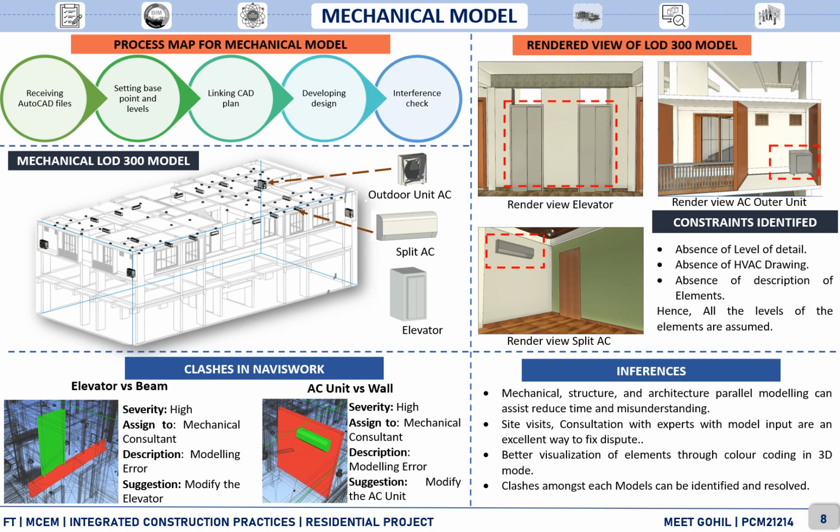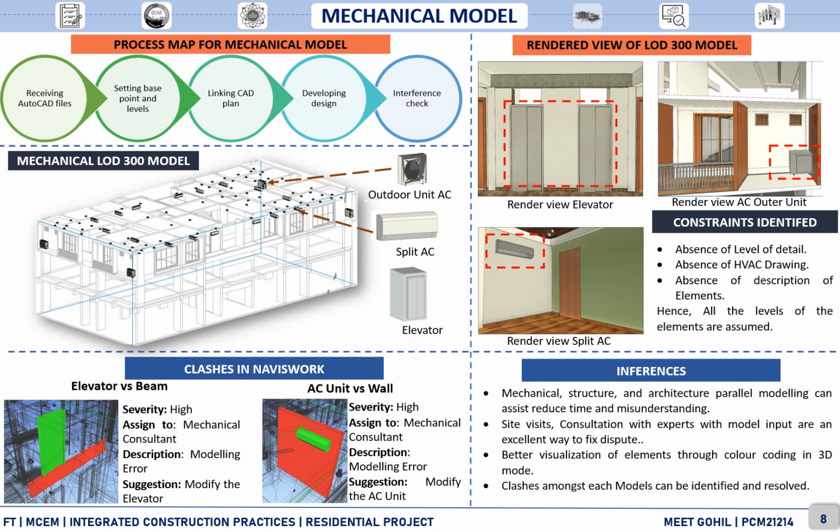Mechanical modeling. Process map for mechanical model is shown below. Receiving AutoCAD files, setting base points and levels, linking CAD plans, developing designs, and at the end, having a quality check as interference check. The major elements for mechanical level of detail 300 model are the AC unit containing indoor and outdoor unit and the elevators.